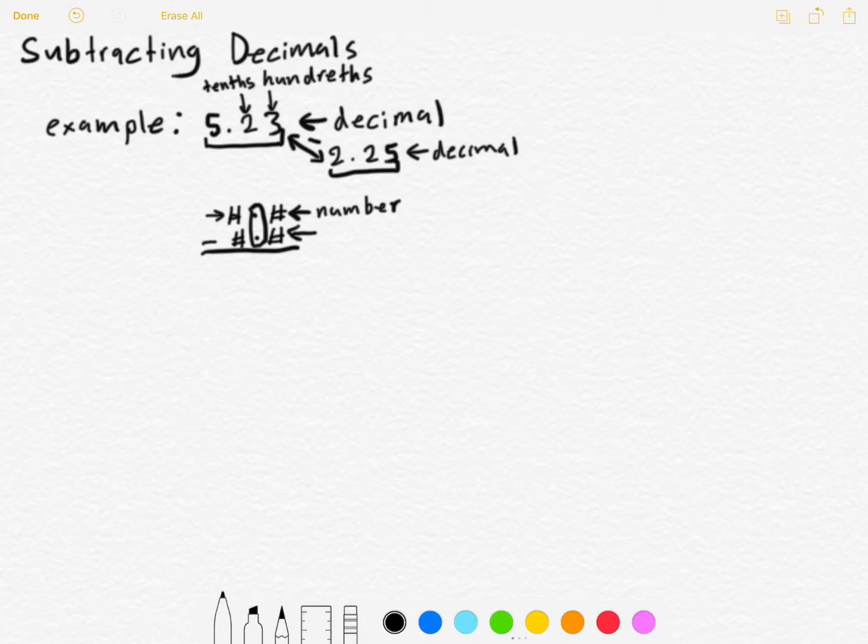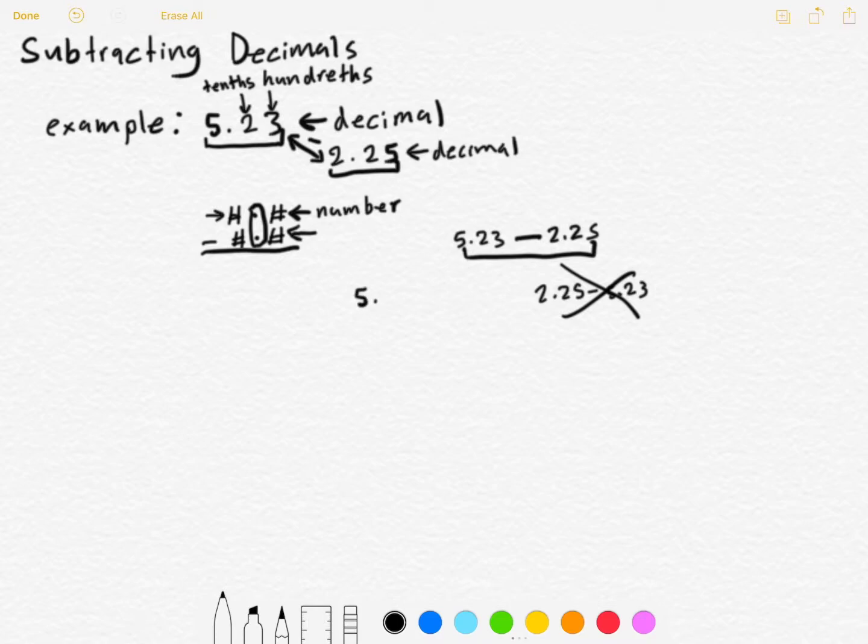So what I mean by this is that you have the number 5.23 and I want to take away 2.25. I don't want 2.25 minus 5.23. This right here is wrong. I want this. Okay? So we do this by putting the 5.23 on top and the 2.25 on the bottom.